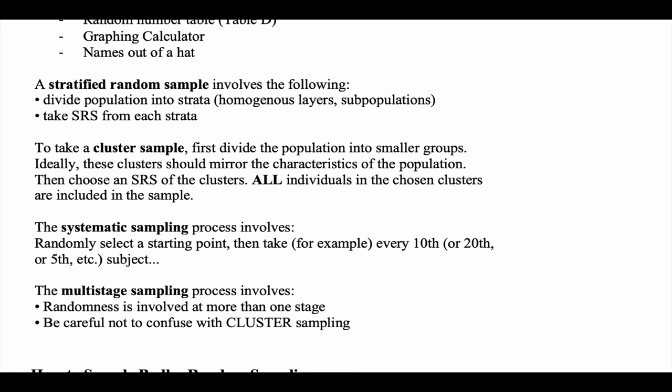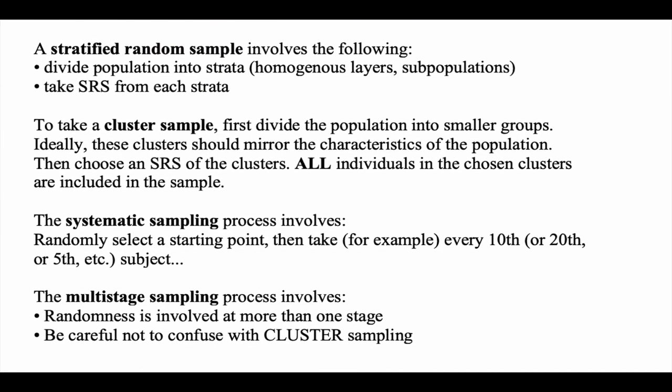Okay. The next one is called a stratified random sample. What's the difference? Well, the difference is this. Before you choose someone, you break them into what we call strata. Strata are homogeneous layers, subpopulations.